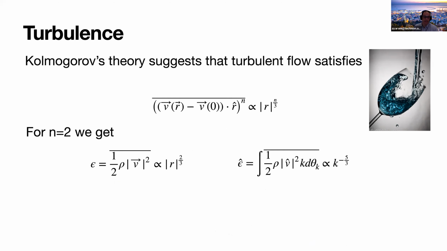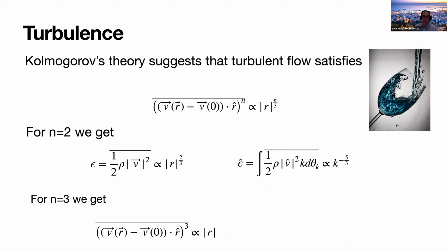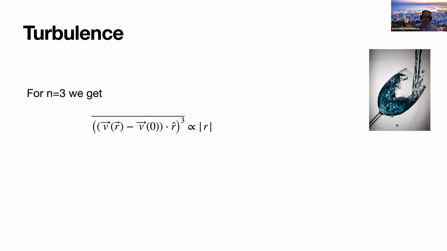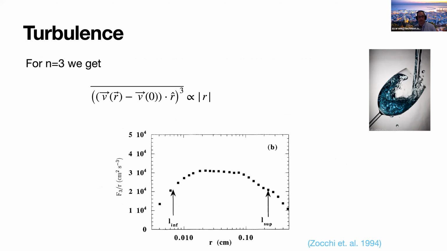For n equals 3, it's the same story. We get something that scales like the distance to the power of 1. And again, there are numerical simulations and experiments which show that this behavior actually matches theory. So F3 is just the average of the third power of these velocity correlations. You divide it by R, you expect to get a constant. And indeed, there's a range of scales where you get this constant.